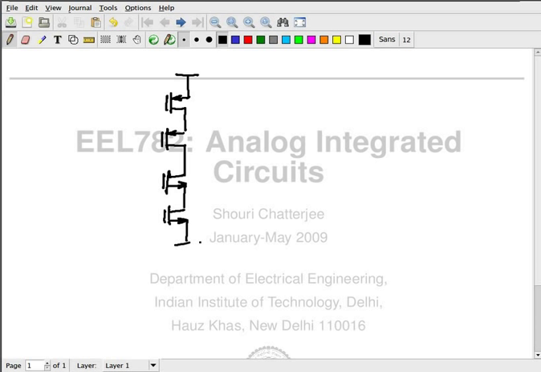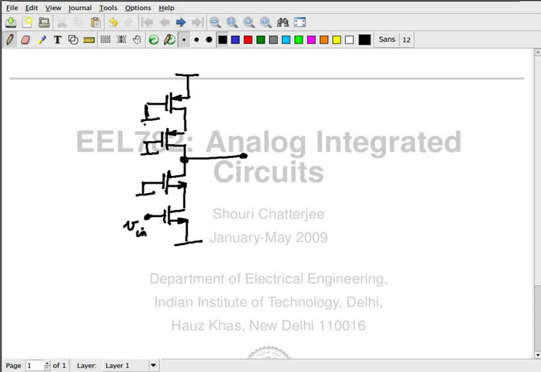Okay, so this was the Cascode. This is the output. I apply an input signal here. This is all small signals, so all these grounds that I'm indicating are not really grounds, they are bias voltages. Okay? So this was the Cascode.